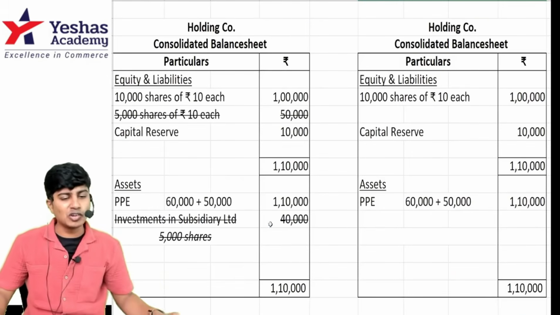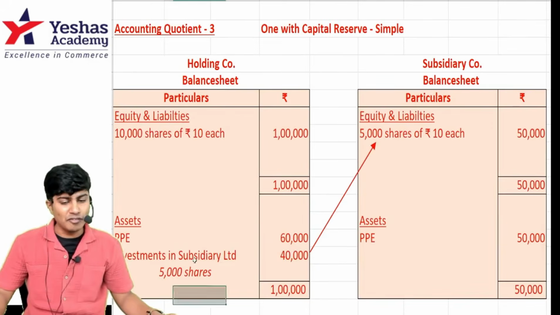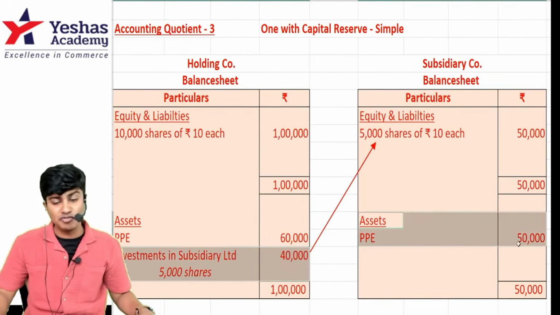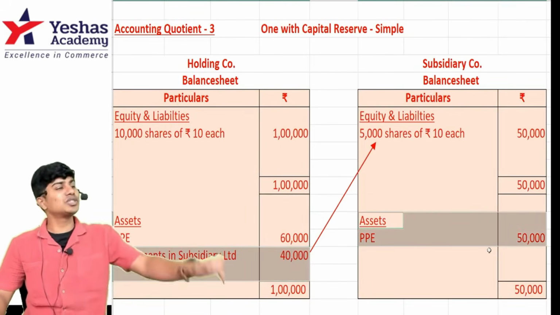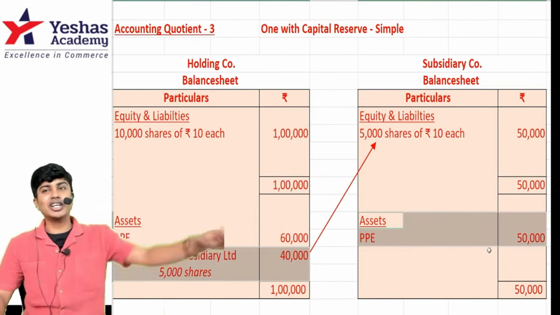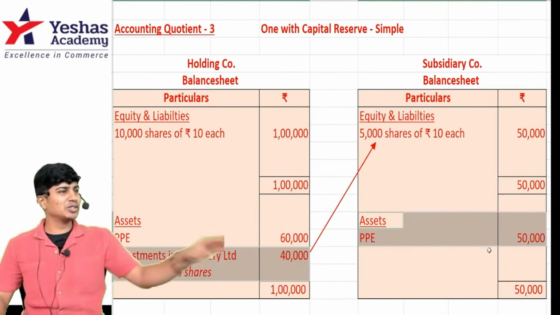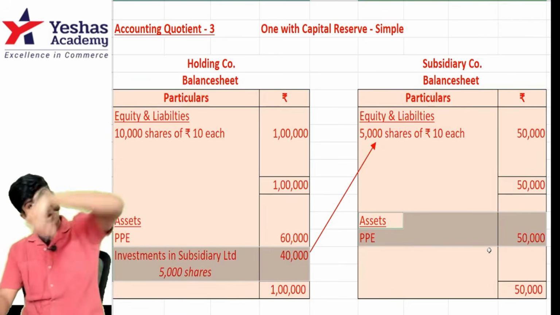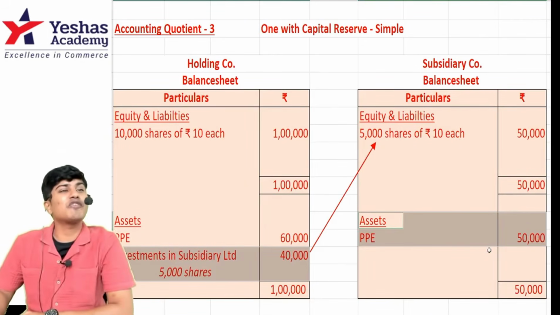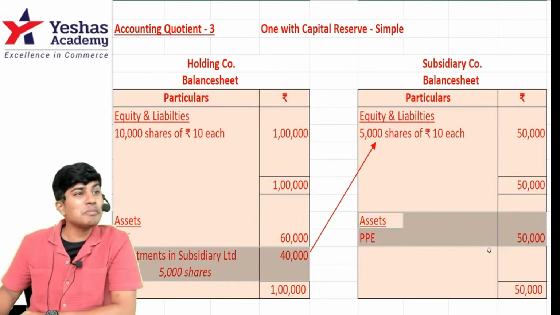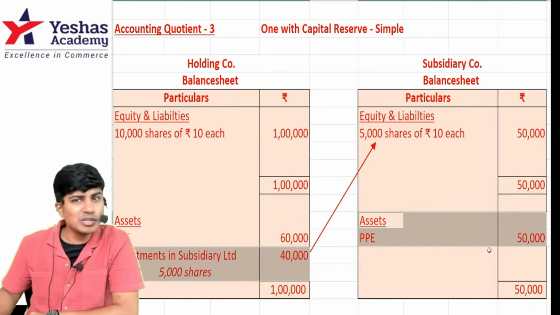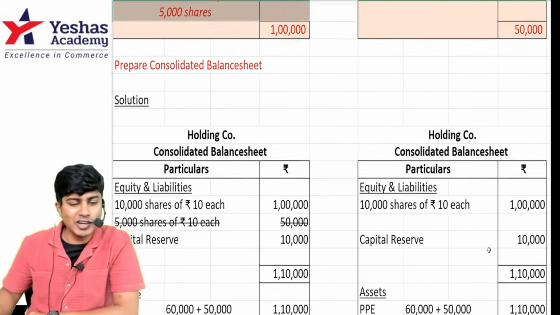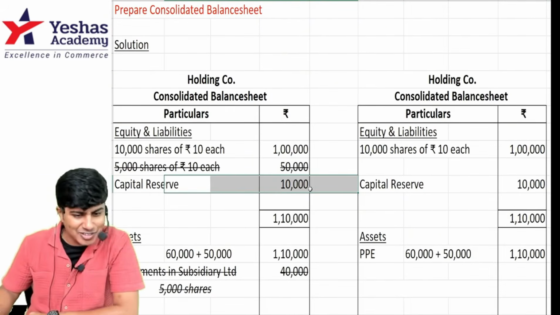In this case, cost of control will be negative. Why? I paid 40,000 to get PPE worth 50,000. I paid 10,000 less and I got control also. I gave 40,000 rupees to them. I got 50,000 rupees worth of assets and I got control also. The cost of control is negative, meaning profit. Cost of control means expense, no? Expense is negative means profit. That's the reason I write capital reserve 10,000.